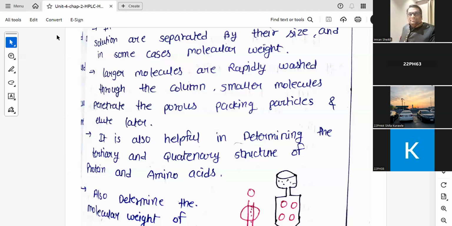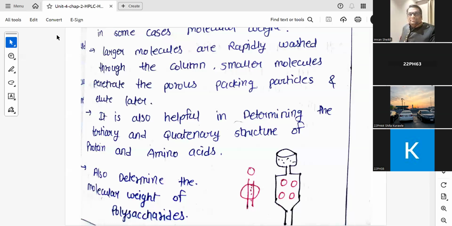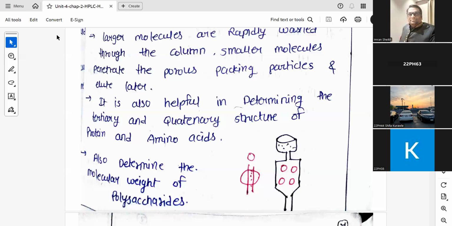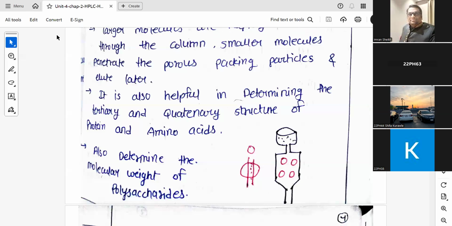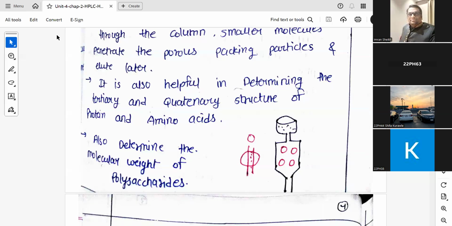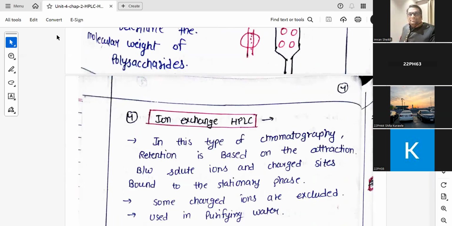Okay, are you getting what I am saying? Now, larger molecules get washed rapidly through the column. Smaller molecules penetrate the porous packing particles and elute later. It is also helpful in determining the tertiary and quaternary structures of proteins and amino acids. It is also used to determine the molecular weight of polysaccharides.